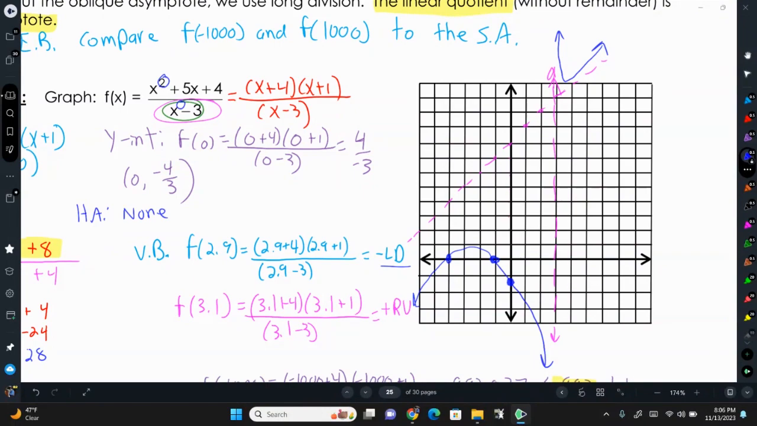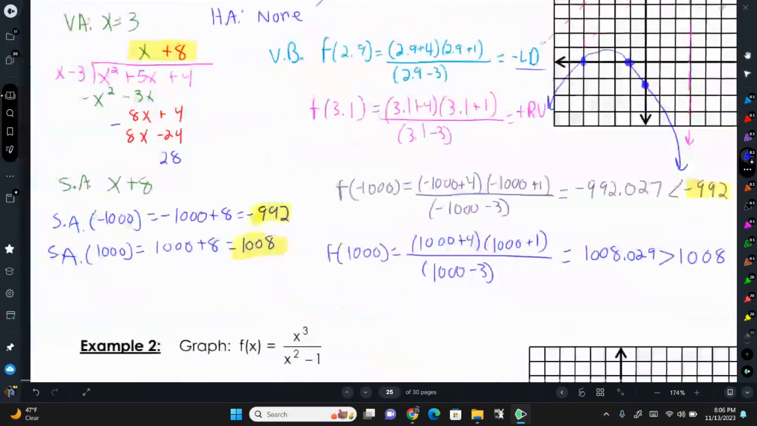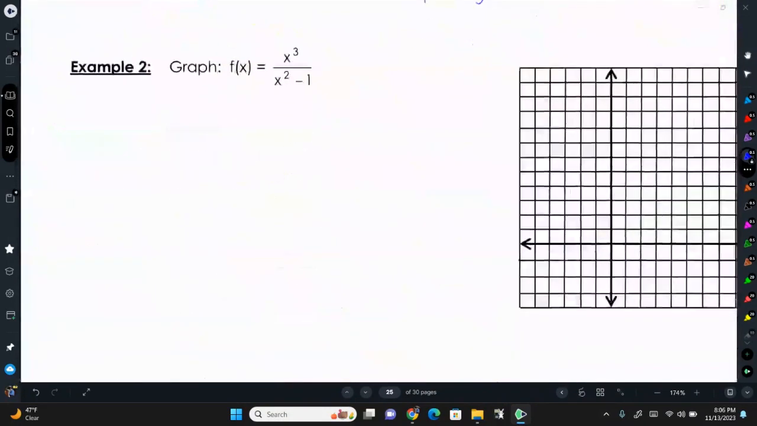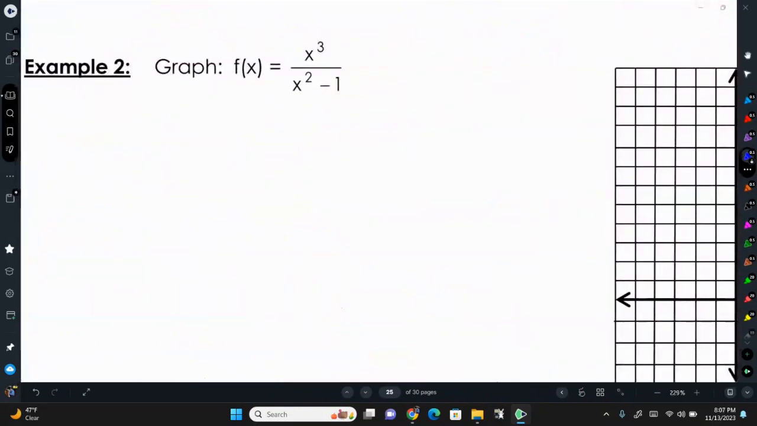All right, now let's look at the next problem. We have x to the third over x squared minus 1. So in factored form, we have x to the third over x minus 1 times x plus 1. And again, our degree is 1 larger in the numerator than the denominator, so we will have a slant asymptote instead of a horizontal one.